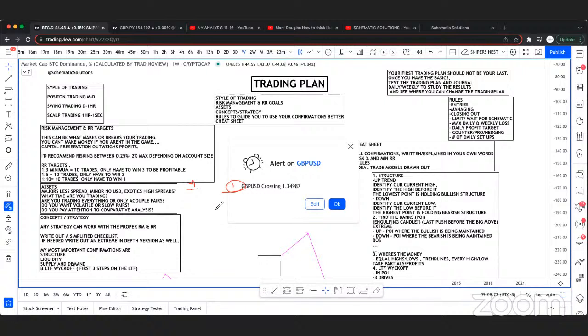Now, either way, you want to understand, are you going to be trading majors, which typically have less spread? Are you going to be trading minors? Are you going to be trading exotics? What time are you going to be trading? Once again, are you trading everything or only a couple of pairs? Do you want volatility or do you want slow moving pairs? Are you looking to trade something like the indices, or are you looking to trade something like Chef Jappy or something like that? And last but not least, do you pay attention to comparative analysis?